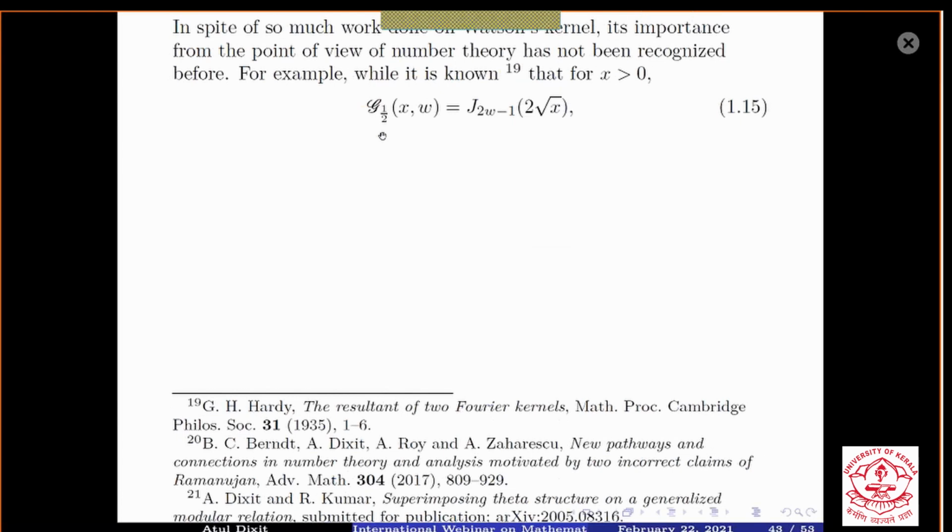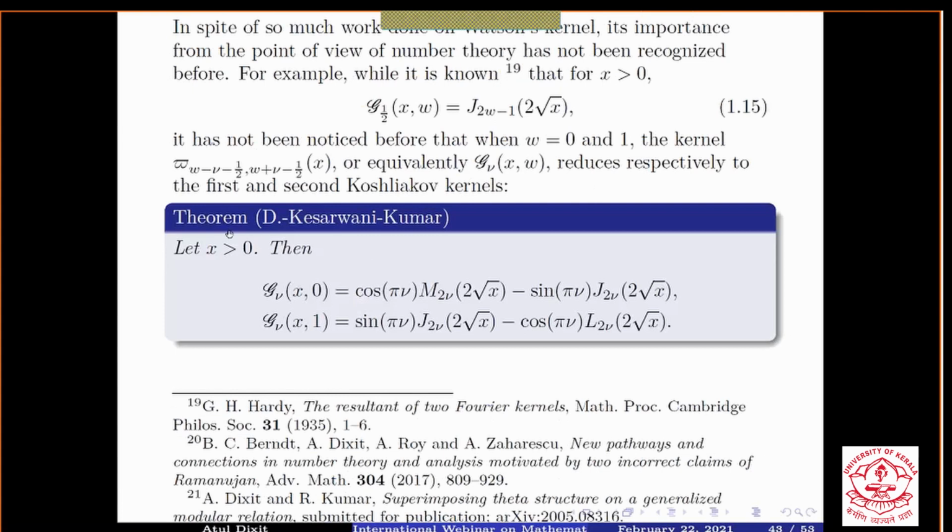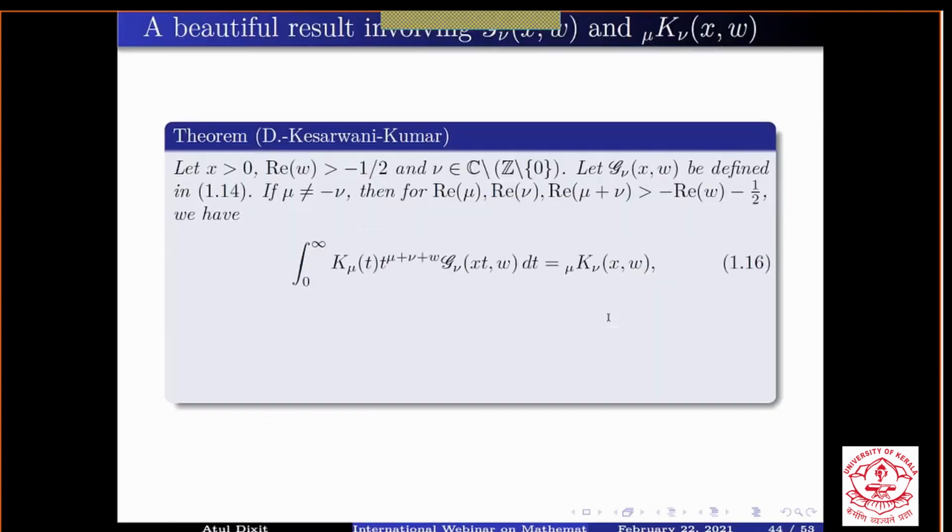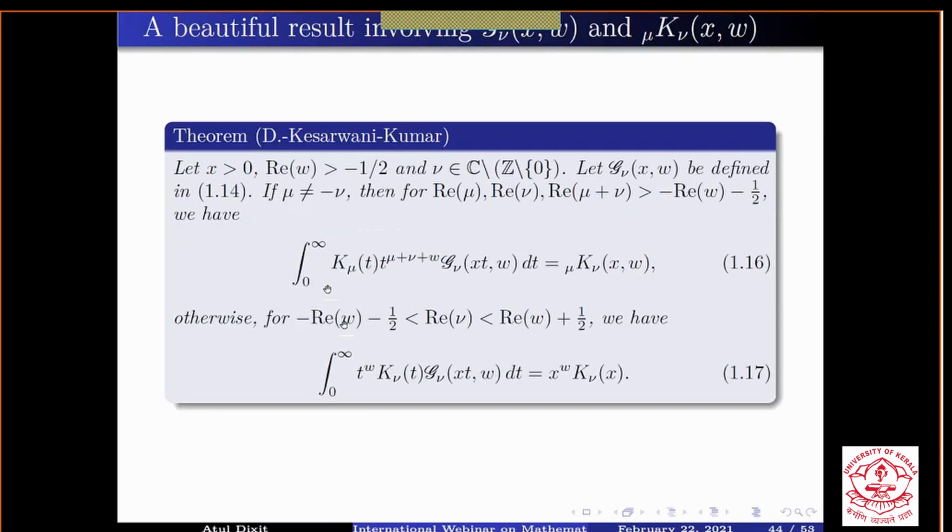So, for example, when I put nu equal to 1/2, then this turns out to be the Hankel kernel, right? If you look at the Hankel transform of a function, that consists of the J Bessel function. Also, as I said before, when I put w equal to 0 and 1, you get the two kernels of Koshliakov as special cases. They are of prime importance in number theory. I don't have time to go into the details, but they are very much important in number theory. So we generalize this formula of Koshliakov, and what it gives is that in this generalized Koshliakov kernel, or let us call this a Watson kernel because Watson studied it for the first time.